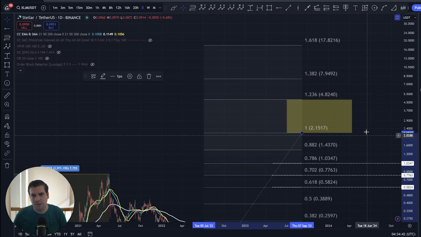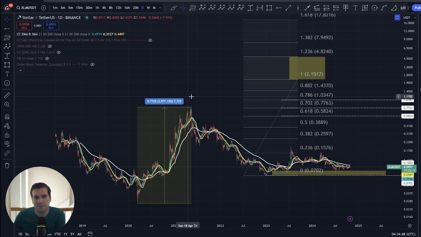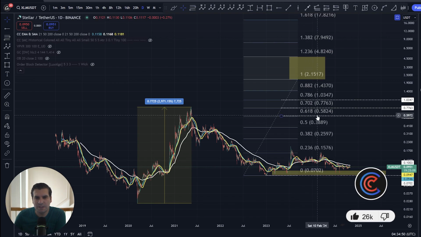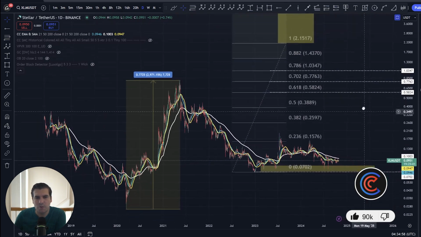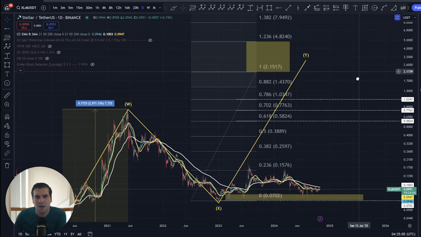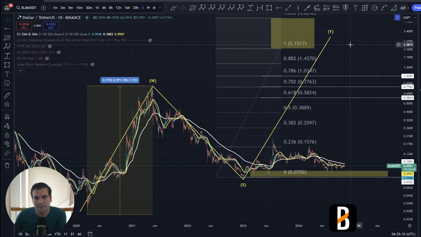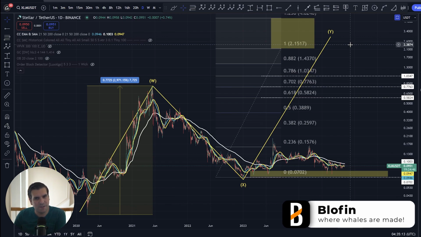Okay, so there you have your Fibonacci levels, right? So I'm going to mark them and leave those on the chart right there. Now, the importance of this is that we can see that the 0.618, the 0.702, and the 0.786, these are going to be key areas of resistance and support for XLM's price action. Okay, so as we start thinking about a potential three-wave move to the upside, a W, X, and Y, our target for that would be $2.15 to $4.82.4. But don't leave the video just yet, because there's no guarantee you actually go that high. This is the importance of the 0.618 and the 0.786.